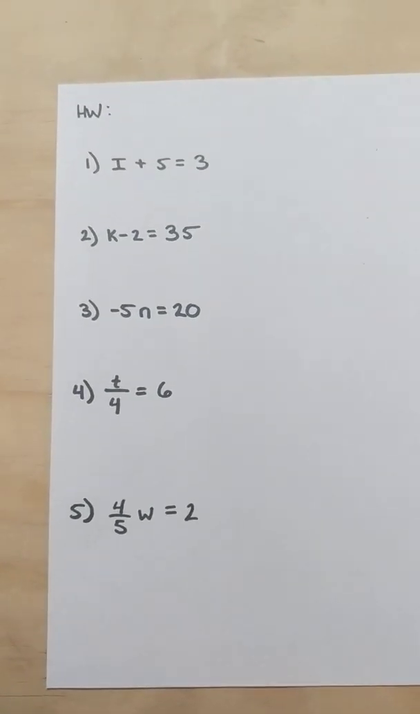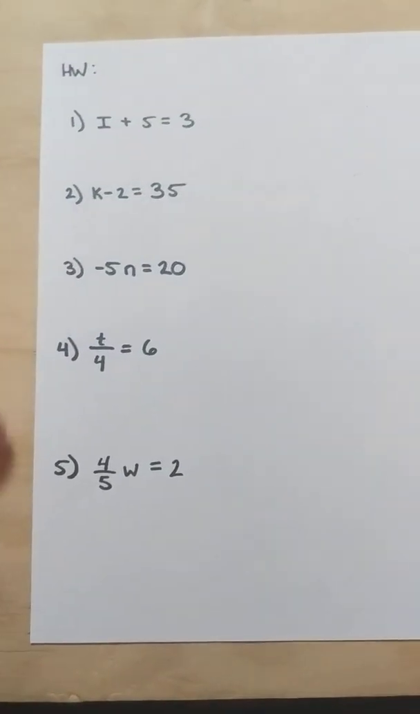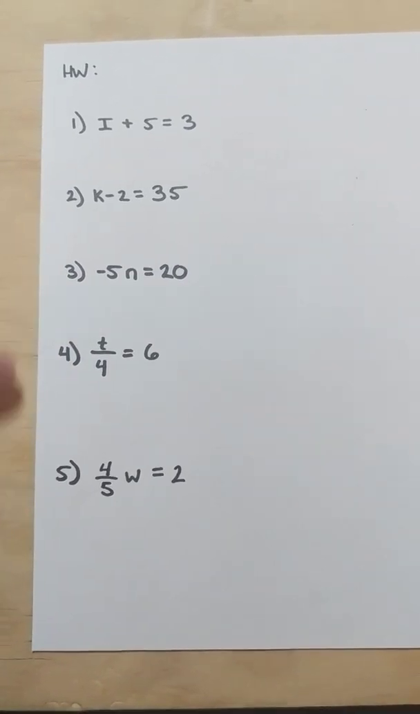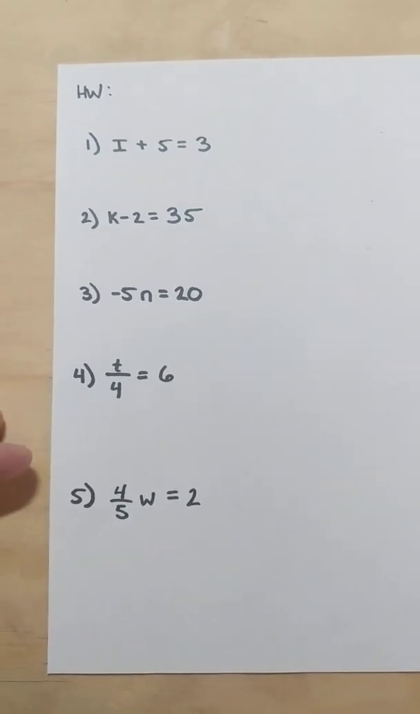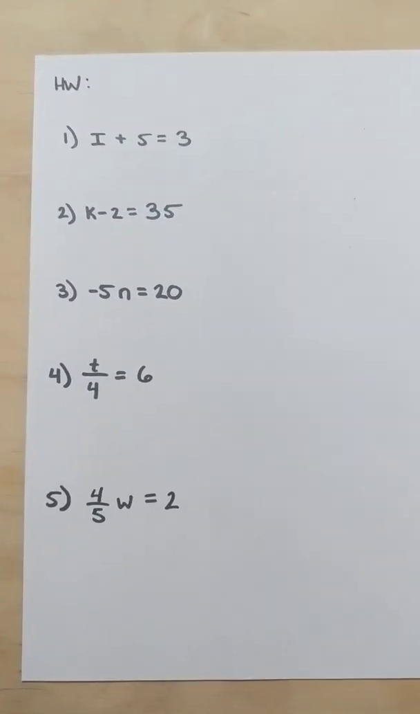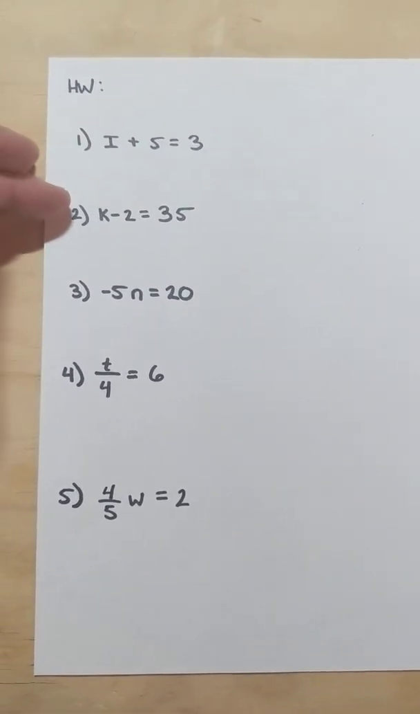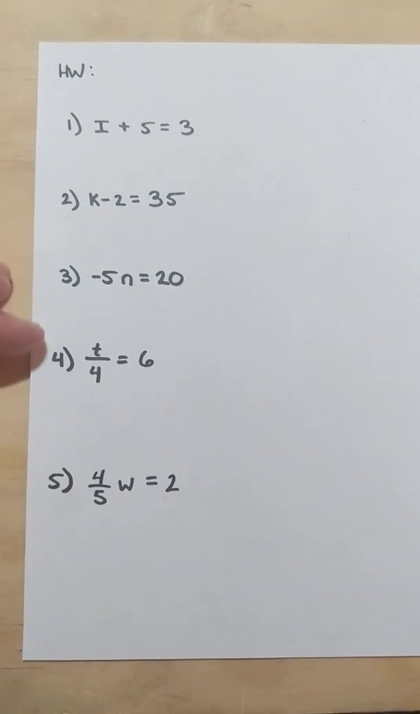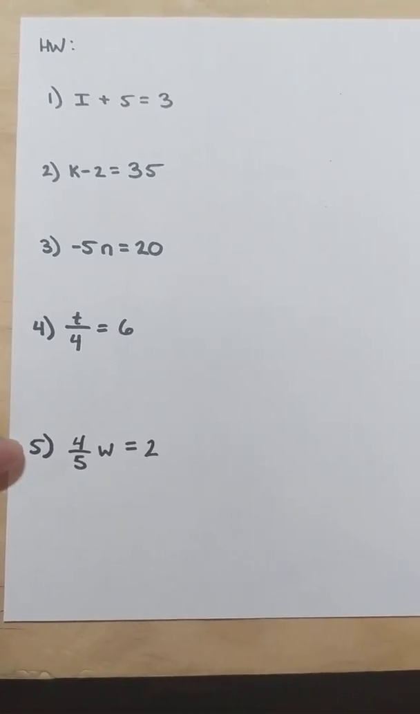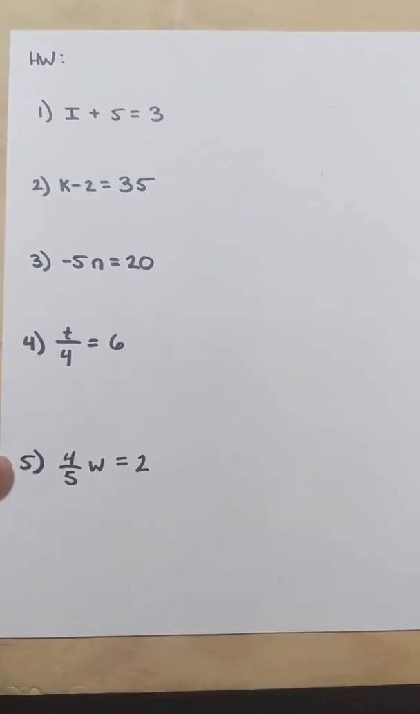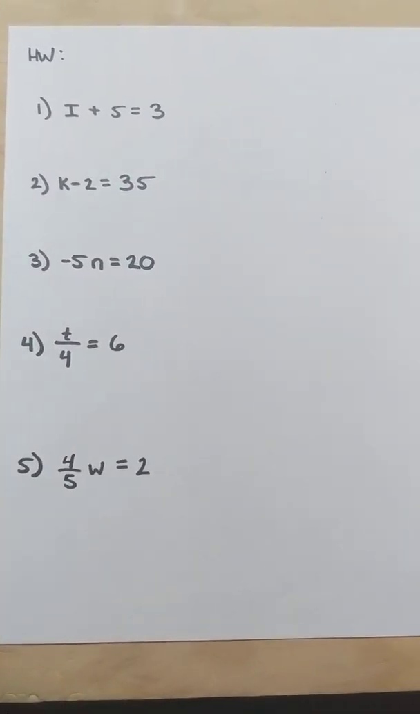Your homework for tonight is going to be 5 problems. I'm sure you can get these done in the class time, and I've sorted it out by the type of one-step equation. We have addition, subtraction, multiplication, division, and then one with a fraction. Do your best, and if you have any questions, let me know.